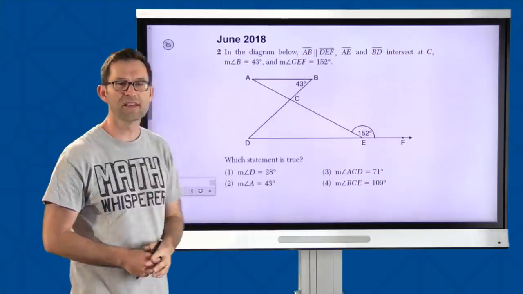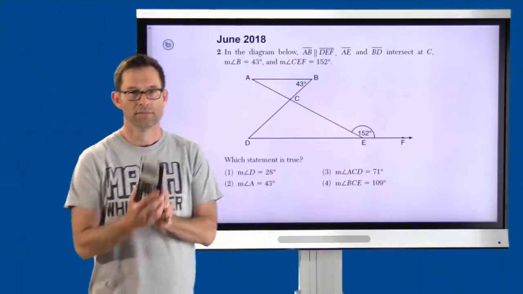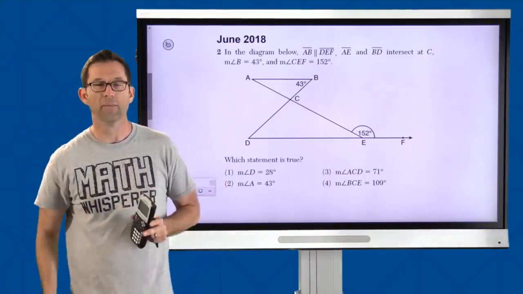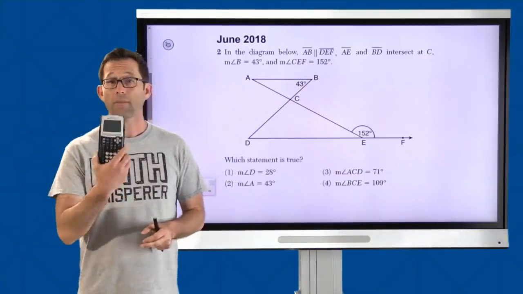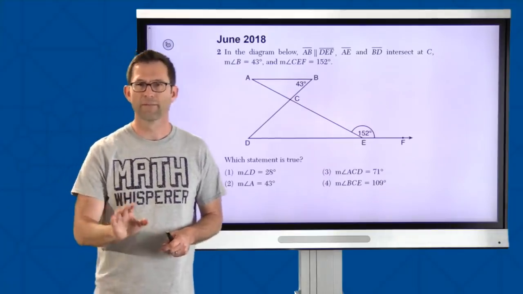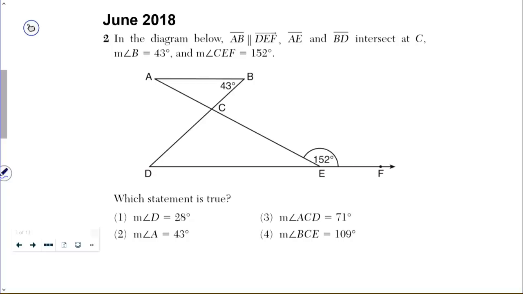June 2018, 1 year ago today. Now, never forget to have your handy dandy calculator ready and waiting. Maybe have it a little bit closer to you, right? Just to do little bits of work here and there. So, June 2018, number 2. In the diagram below, AB is parallel to DEF, AE and BD intersect at C, measure of angle B is 43 degrees, measure of angle CEF is 152 degrees.